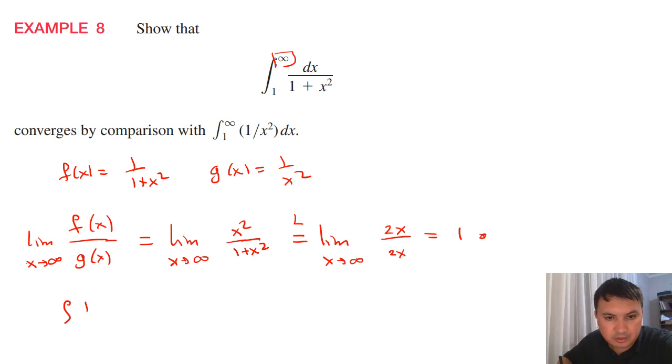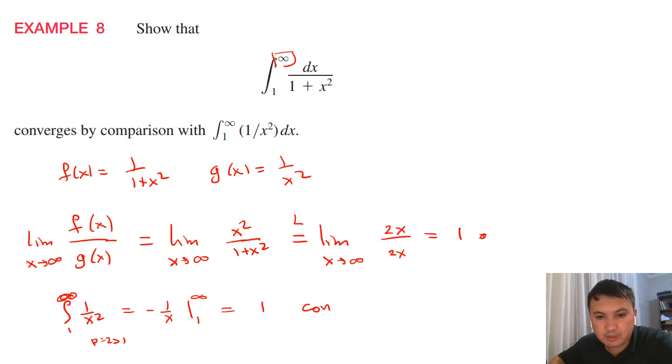However, if you notice, this particular one is much easier in some sense to integrate. So simply minus 1 over x, from 1 to infinity, if you like. Or you can simply say, because p is equal to 2, bigger than 1, by the p-test for improper integrals, it converges, right? So it converges. That implies the original integral that we are looking at converges.